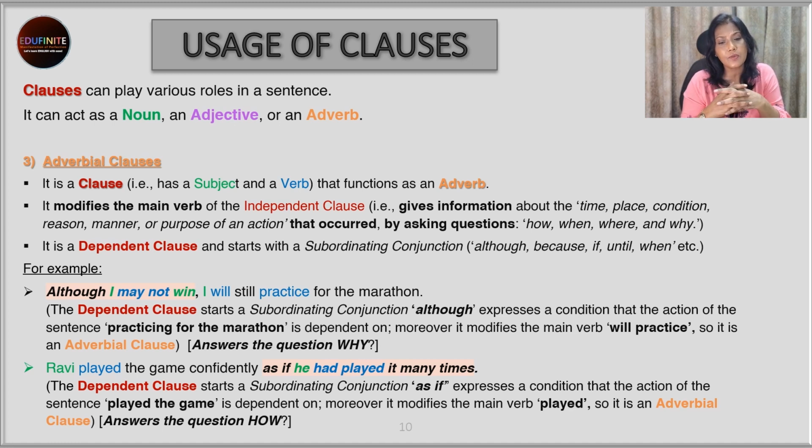The dependent clause starts with a subordinating conjunction, as if. And it expresses a condition that the action of the sentence, played the game, is dependent on. He played the game how? He played the game confidently. How? As if he had played it many times. So moreover, it modifies the verb played. So it is an adverbial clause.